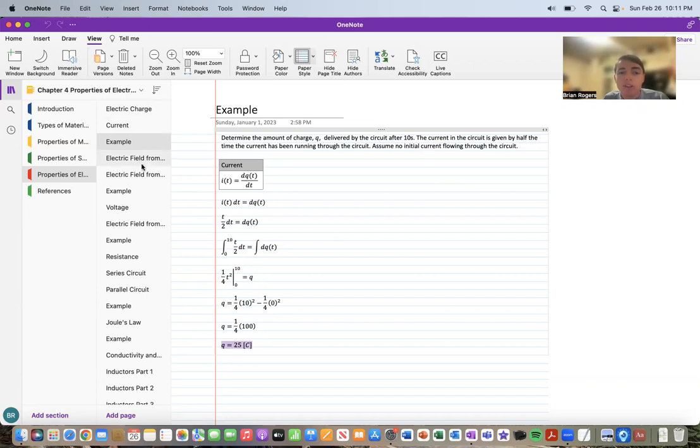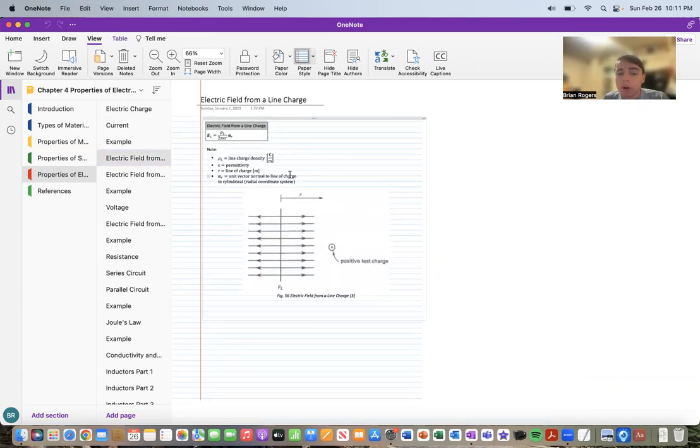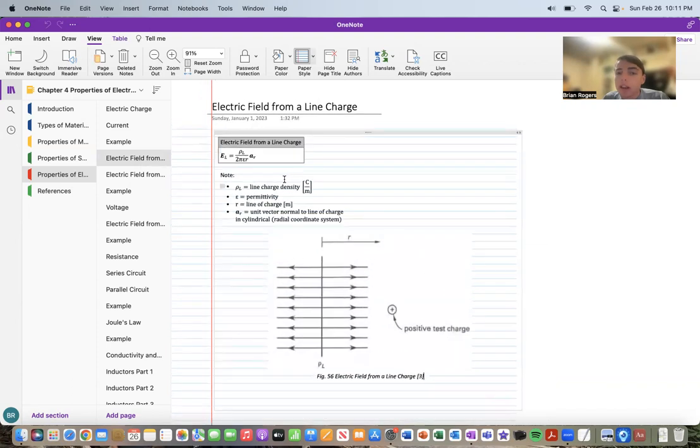And now that we saw a practical application, we're going to look a little into the electric fields. And so the electric field from a line charge.